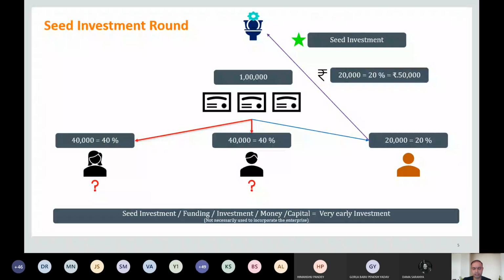So this seed investment, what you get initially, we call it investment money or capital, or it's a very early investment. Someone is believing in you and is going to invest his money in your company. So now it's a winning situation for your company or your startup. You got some seed investment. Now, what happens if the enterprise fails? Because your third party, or your seed money investor, invested 20,000 rupees.